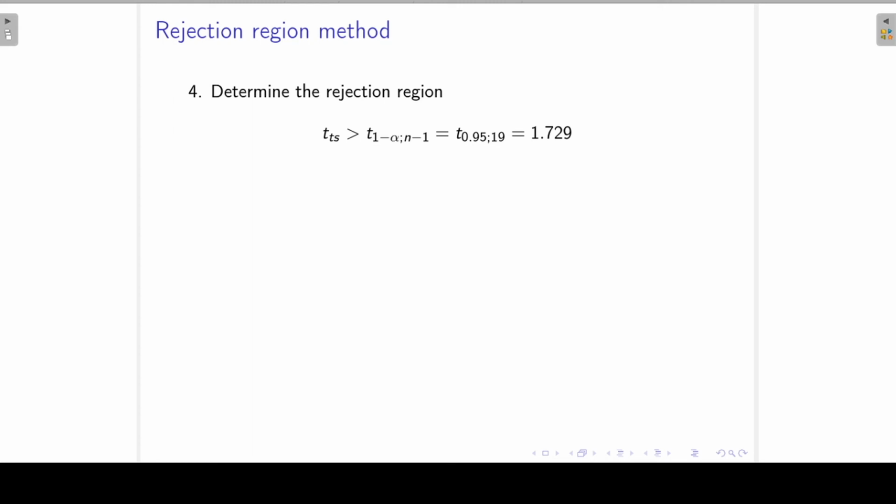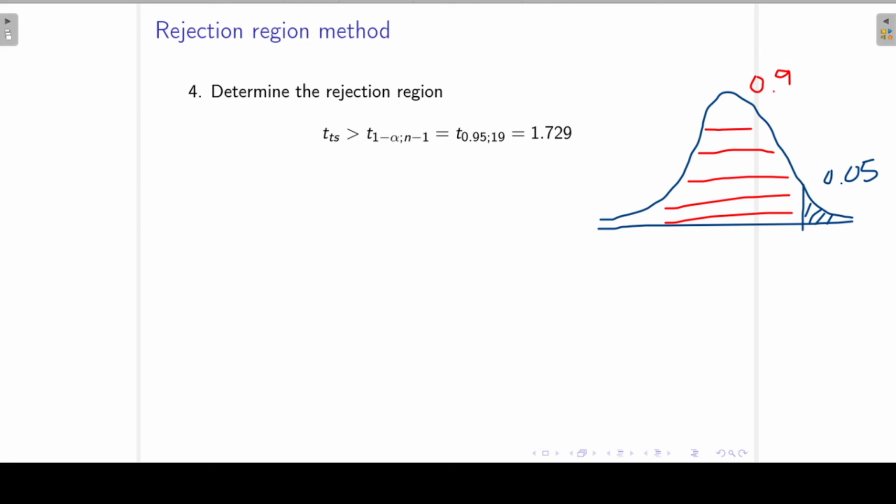Then in step 4, we determine the rejection region. The rejection region now comes from the t-distribution. If this is my t-distribution, because I'm testing a right-sided alternative, my critical t-value will be on the right side. And I want the area to the right to be equal to alpha, 0.05. So the area to the left must be equal to 0.95. And I'm working with n-1 degrees of freedom. So my n is 20, the sample size, minus 1 is then 19. So my rejection region will be the blue area and my acceptance region, the red area.